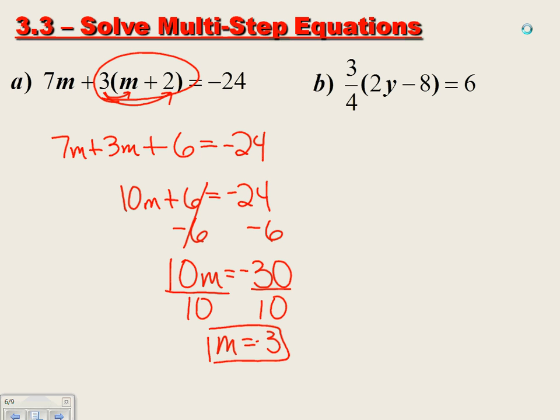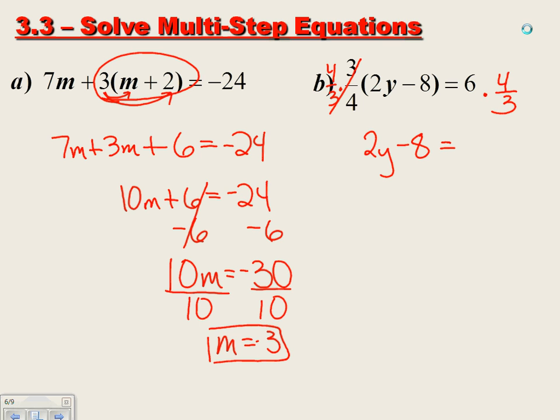Letter B. If you guys look at letter B, I have a fraction. I don't like that fraction up front, so what I'm going to do is fraction bust. In order for me to fraction bust that 3/4, I'm going to multiply both sides by 4/3. At this point, those cancel out, and I get 2y minus 8.